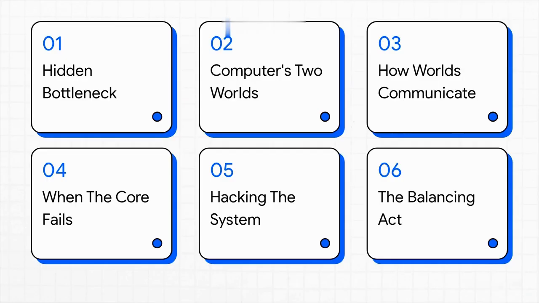So here's our game plan. We're going to start by exploring your computer's two worlds using a really simple analogy. Then we'll see exactly how they talk to each other across a secure border. From there, we'll look at what happens when that core fails, how hackers try to break in, and finally, we'll see the ultimate balancing act that makes this whole thing work.